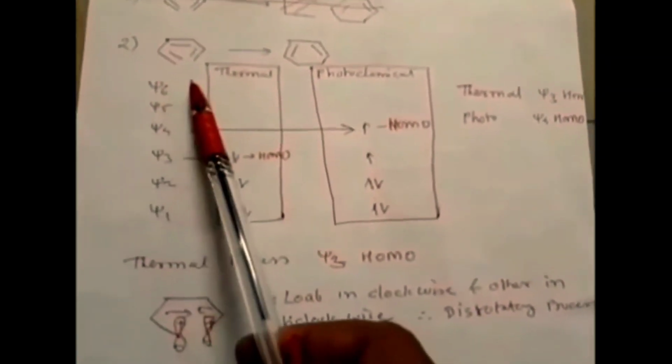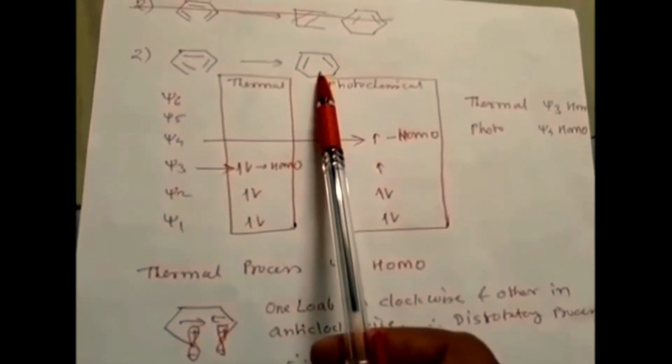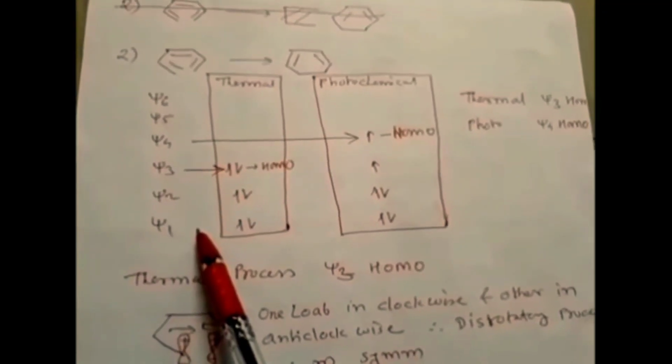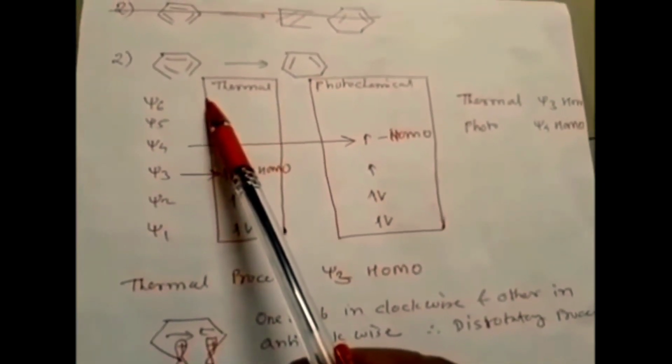Now this is another example of electrocyclic reaction. Here hexatriene is converted into cyclohexadiene. Now here there is breaking of 3 pi bonds, and as we discussed earlier, Psi1, Psi2, Psi3 are the bonding molecular orbitals, and Psi4, Psi5, Psi6 are the anti-bonding molecular orbitals. Bonding molecular orbitals are filled with electrons, whereas anti-bonding molecular orbitals remain vacant.